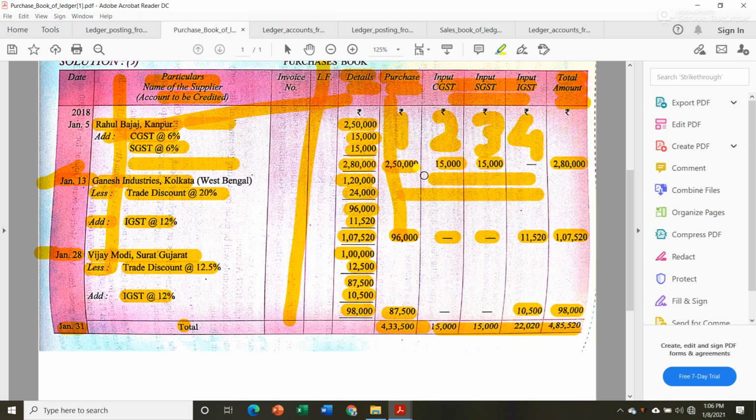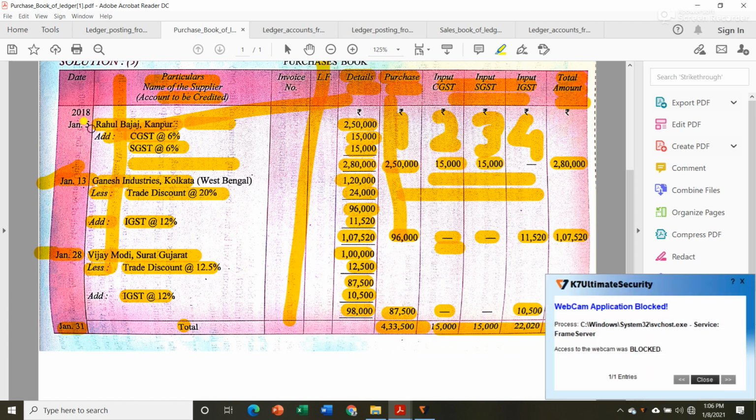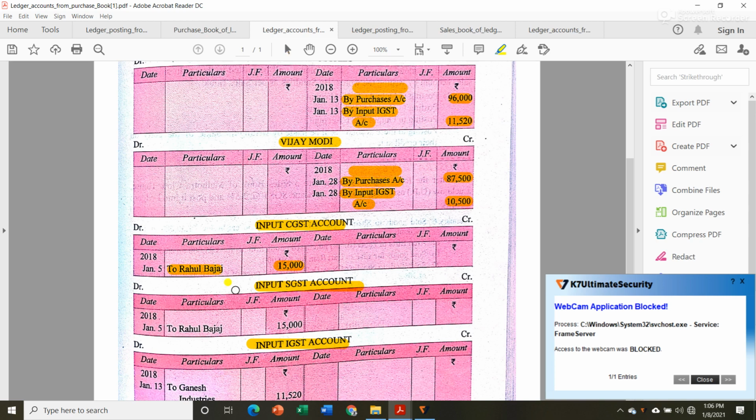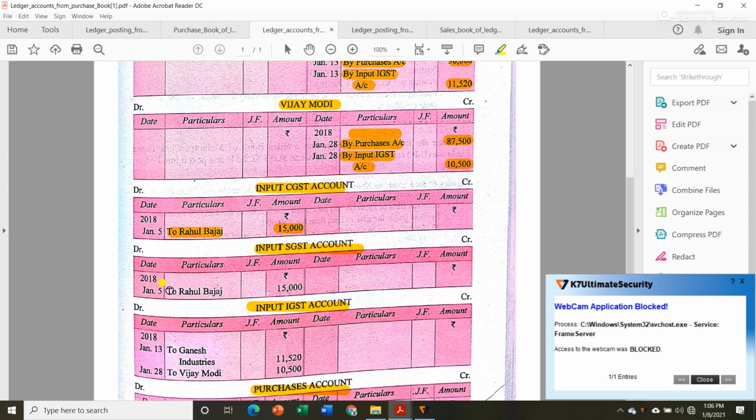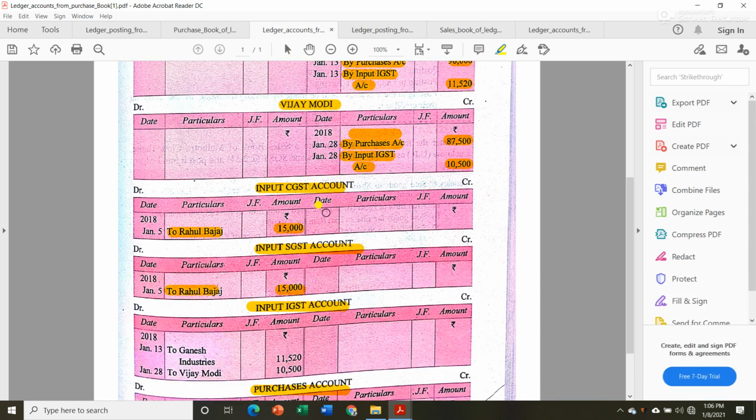Now next, see, is there any other input CGST column or amount? No, we have nil in here and again nil in here. Same goes with the input SGST. We have only 15,000 related with Rahul Bajaj. So we will write in input SGST account to Rahul Bajaj 15,000.